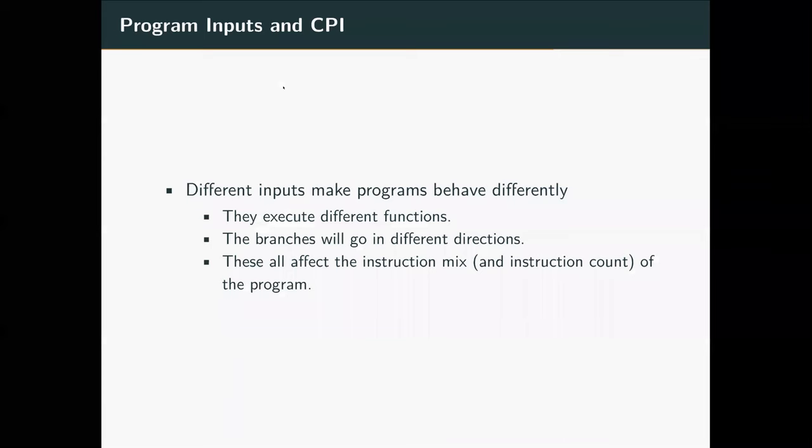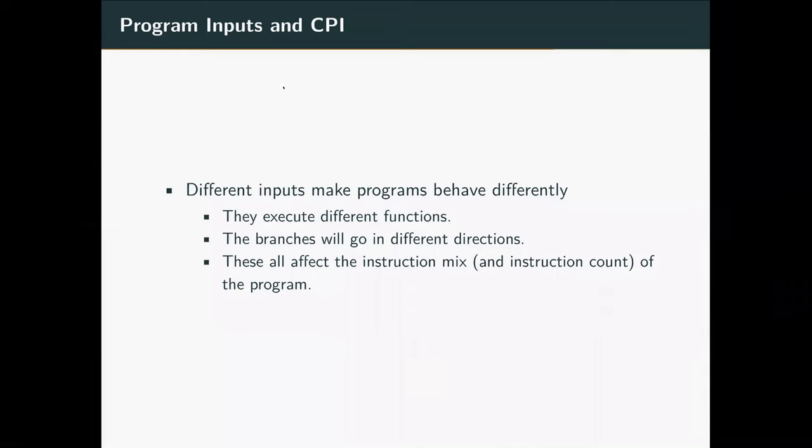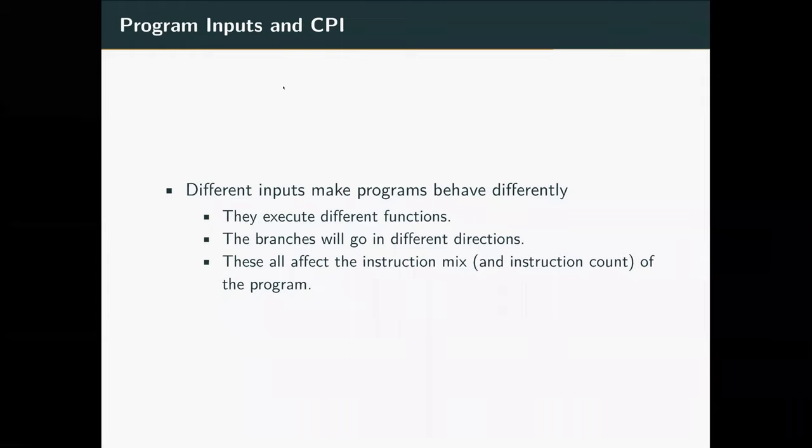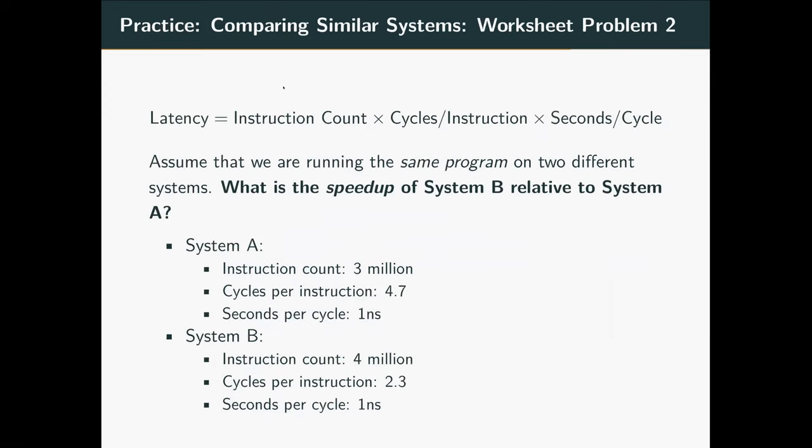Lastly, I want to touch on the fact that program inputs affect CPI, and just dive into a little bit of why this is the case. If you, for example, have some command line arguments, where if you pass in a certain command line argument, it goes down one path, another command line argument, it goes down another, then obviously you're going to be executing different functions. Your branches are going to go in different directions. And these are all going to affect the instruction mix, and therefore the instruction count of the program. Any questions before we continue on to the next worksheet problem?